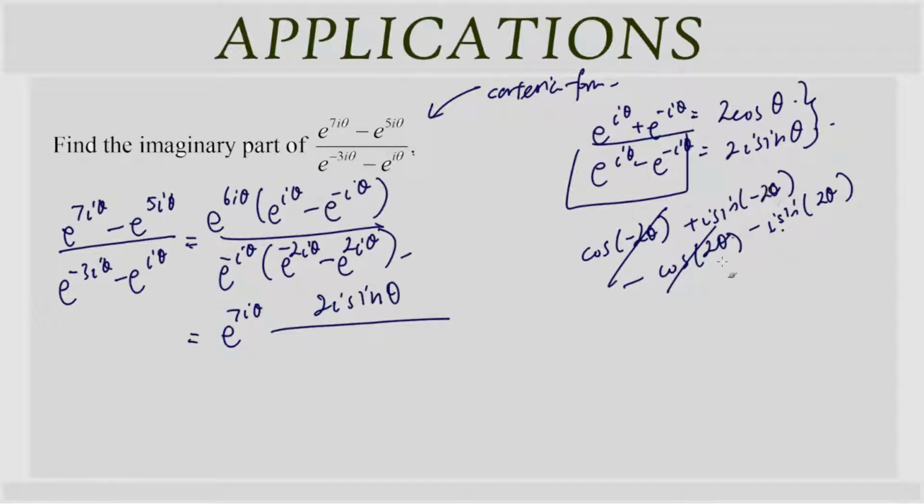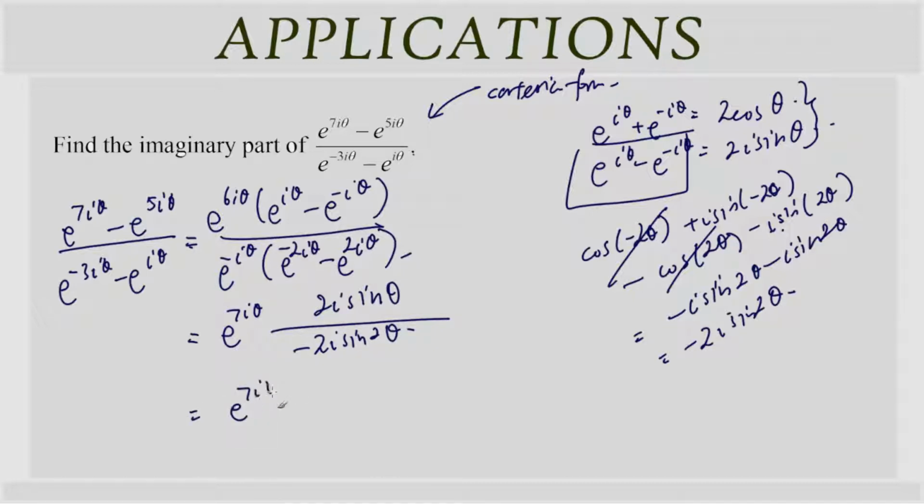And take note, because sine of negative θ is equal to negative sine θ, it's negative i sine 2θ minus positive i sine 2θ. So we get negative 2i sine of 2θ. So we have the denominator denoted as negative 2i sine of 2θ. So we get e to the power of 7iθ times, now 2i cancels out, sine θ over negative sine 2θ.